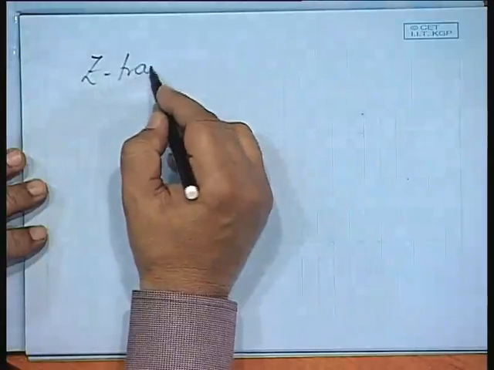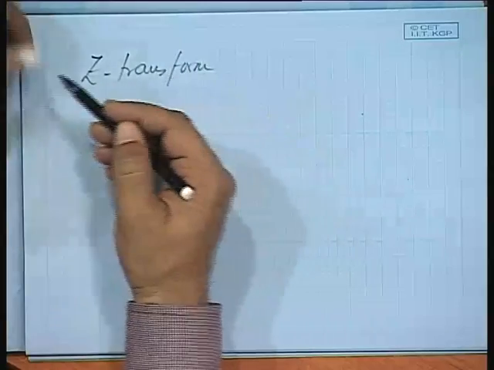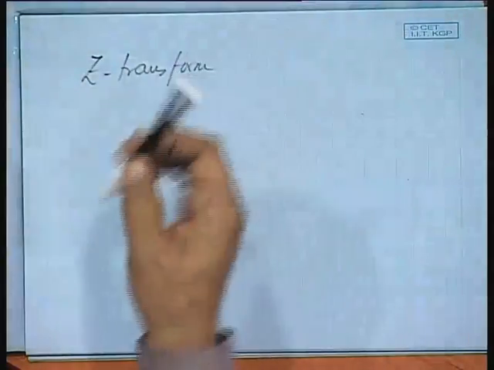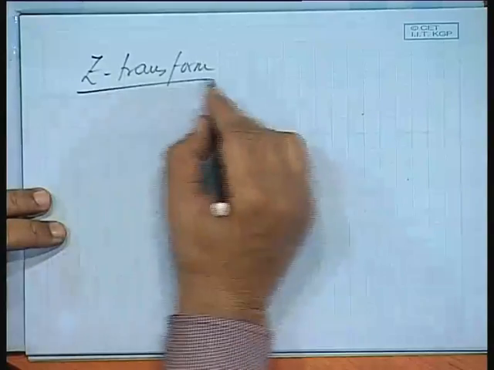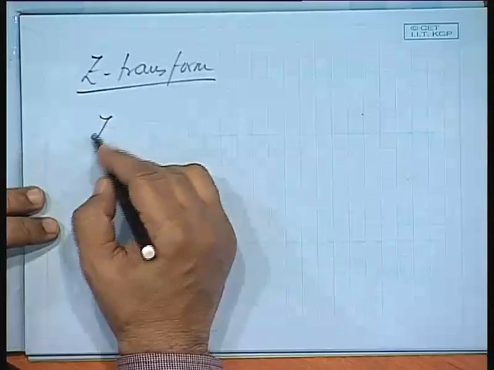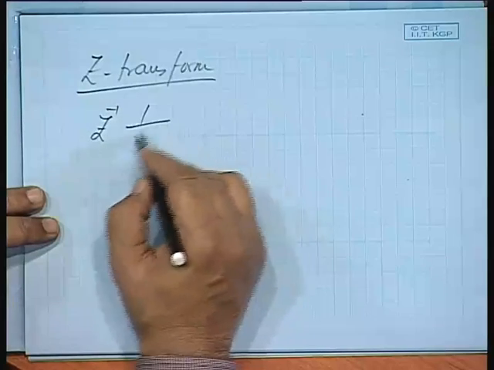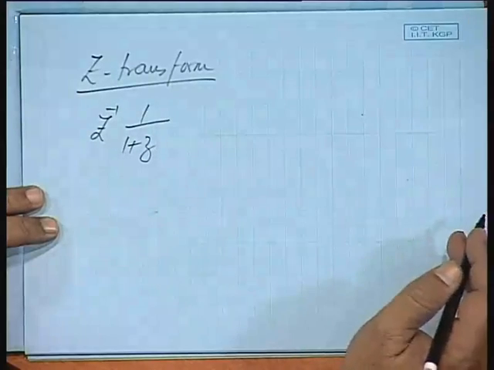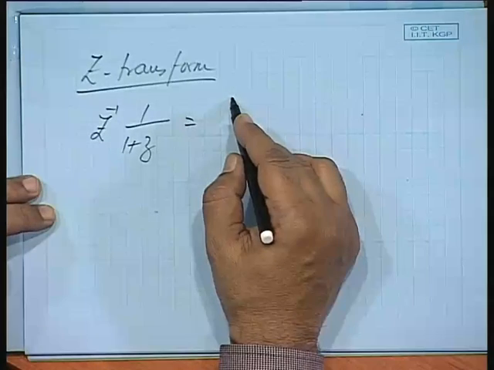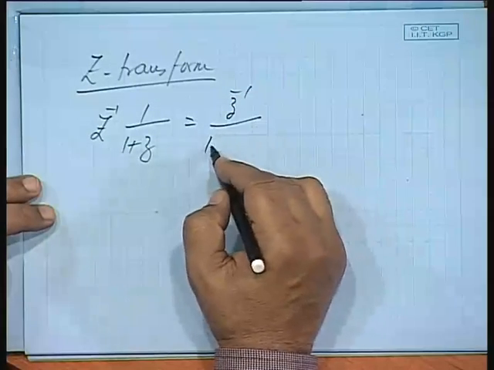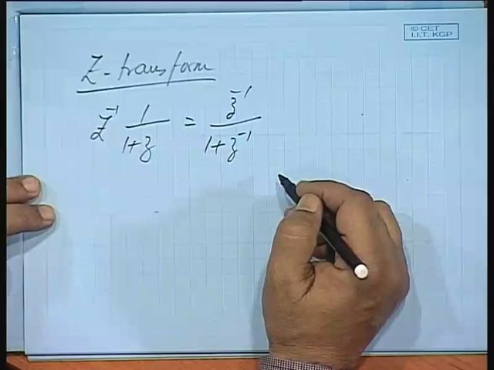Now, before we go to the basics of this change of rate, let us brush through some of the basic elements of Z transform, which you may all know. I want you to brush up your basics of Z transform. What is the Z inverse of 1 by 1 plus Z? You take it as Z inverse times 1 by 1 plus Z inverse, I can write it like this.